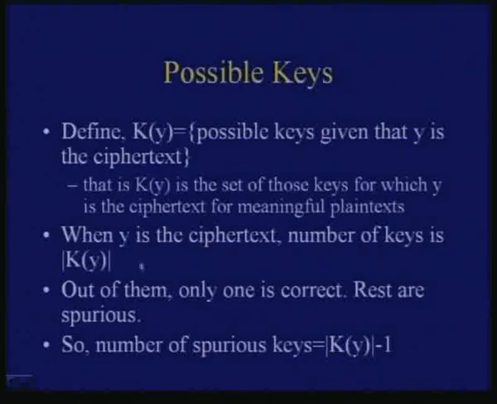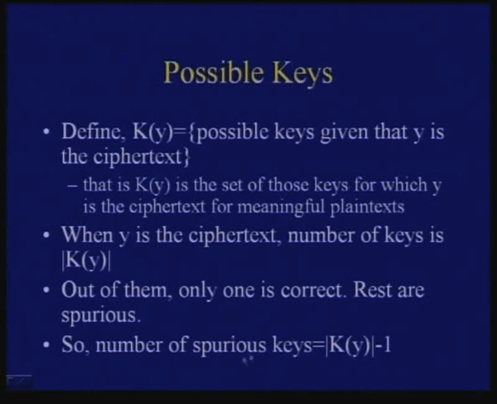So, therefore, we know that when y is a ciphertext, the number of keys is the cardinality of Ky. Out of them only one is correct, right? The rest of them are spurious. So, the number of spurious keys can be found out by the cardinality of Ky minus 1.